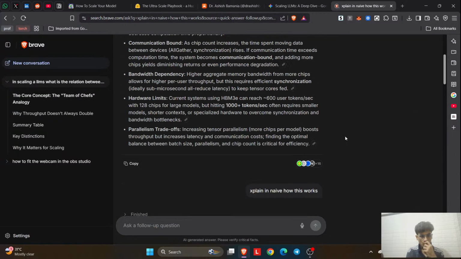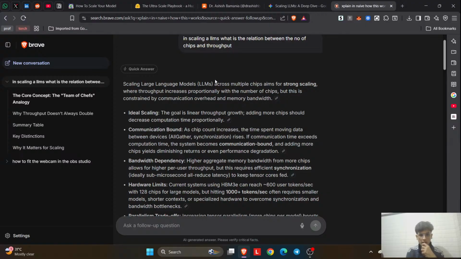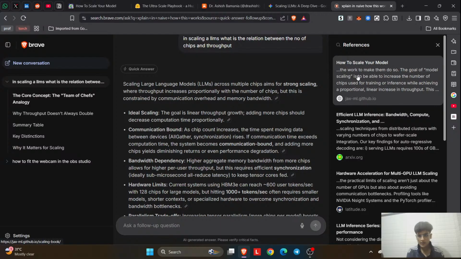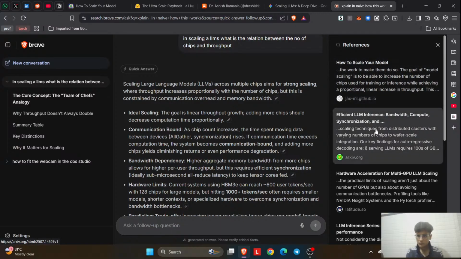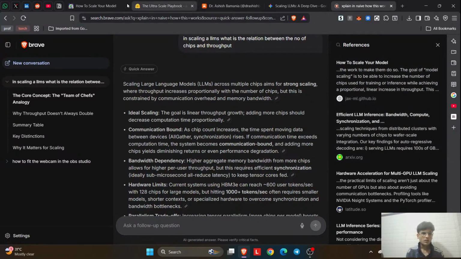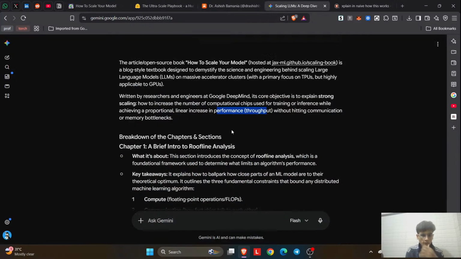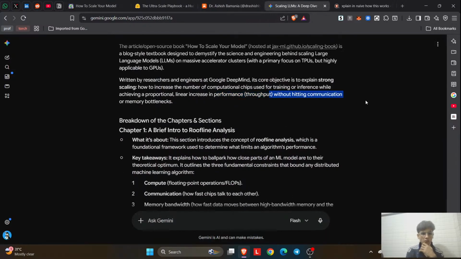Okay. So scaling across multiple chips aims for strong scaling. The throughput increases proportionally with the number of chips. Okay, so if you increase the number of chips, the relationship between the number of chips and the throughput is proportional. But this is constrained by communication overhead and memory bandwidth. How's it? So it has some resource attached. Okay, so we are creating communication overhead.